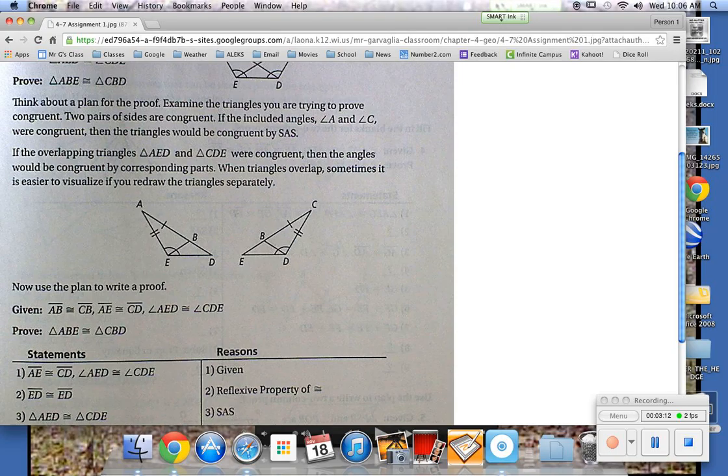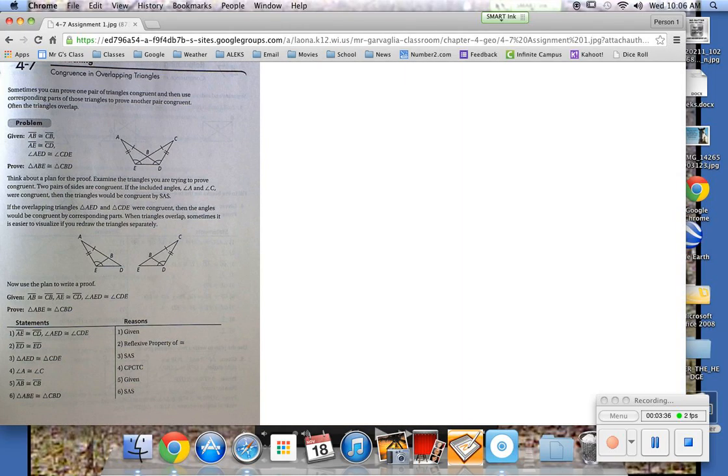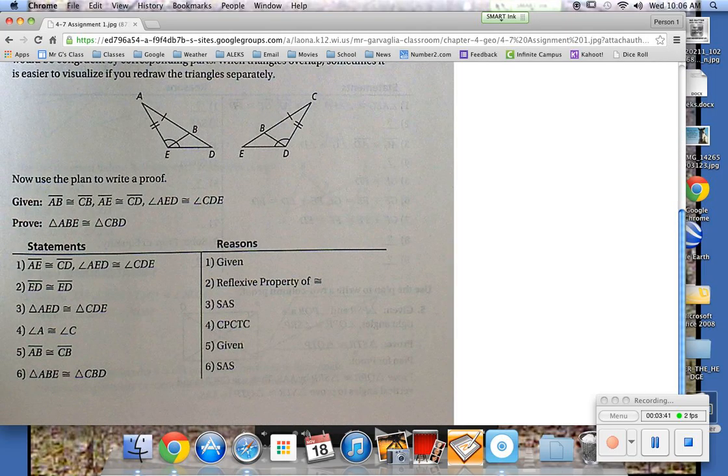Okay. We're going to redraw these triangles, and that's what they ask you to do. They ask you to redraw the triangles the way they had them up here, but as two separate triangles. We got our given stuff here, and we have our proof. So we write down our given information in here, as to what was given.